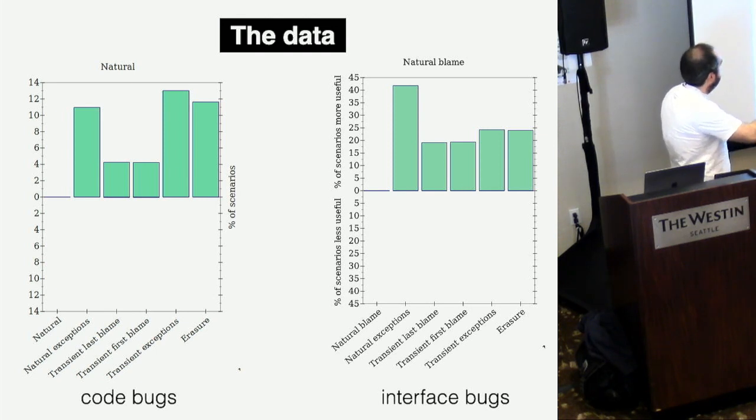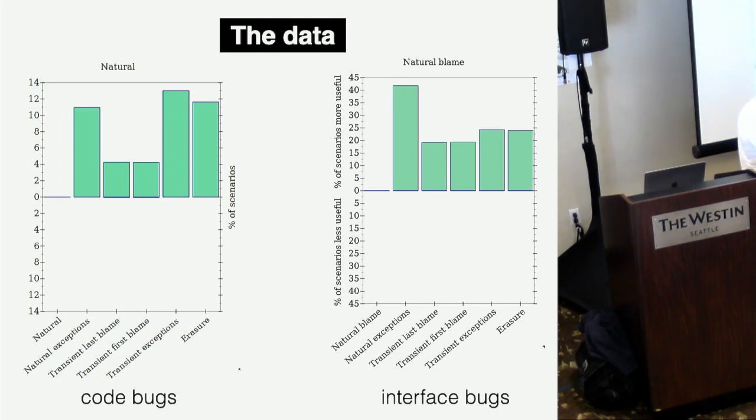Here on the x-axis, we have the various versions of the rational programmer. This is green, meaning that for 15% of the scenarios, natural outperforms the natural exceptions. There is no red because there is no scenario where natural exceptions outperforms natural. So you see green across the board. You can see that the results are a little bit more moderate when we are dealing with code bugs.